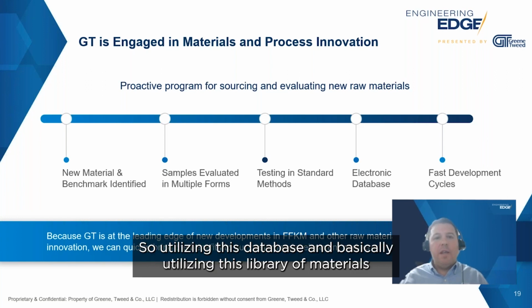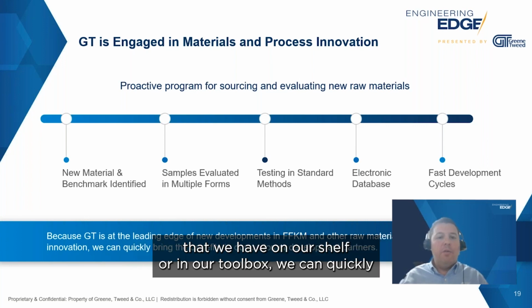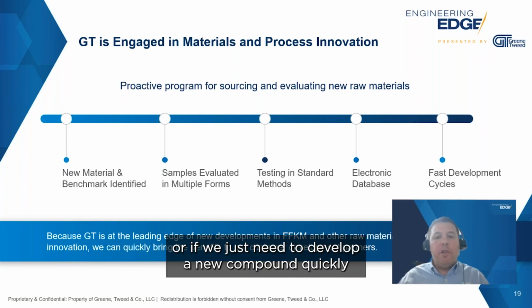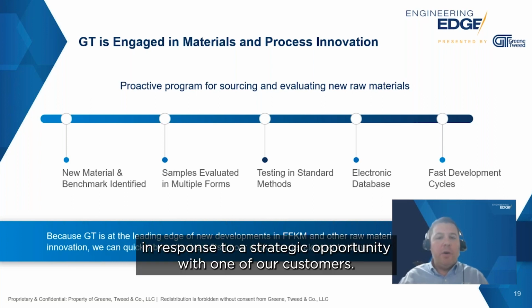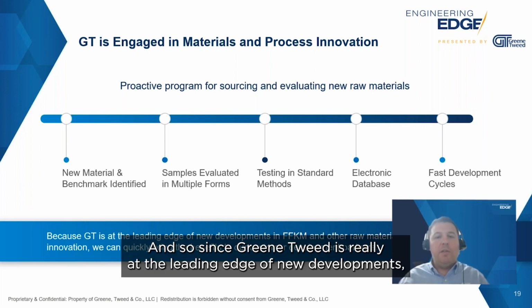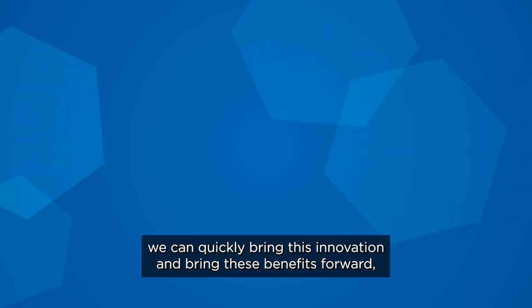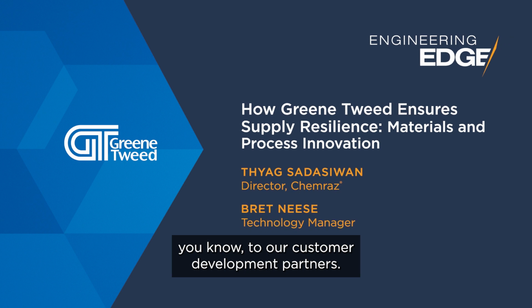So utilizing this database and basically utilizing this library of materials that we have on our shelf or in our toolbox, we can quickly call upon those materials if we need them, if we run into a supply disruption, or if we just need to develop a new compound quickly in response to a strategic opportunity with one of our customers. And so since Greene Tweed is really at the leading edge of new developments, not only in FFKM, but other polymer materials, we can quickly bring this innovation, bring these benefits forward, to our customer development partners.